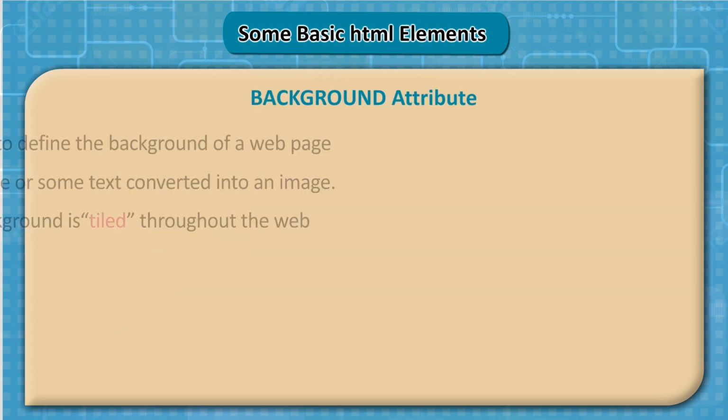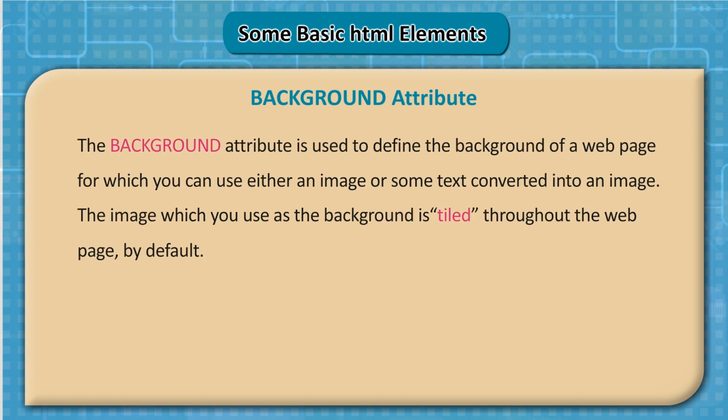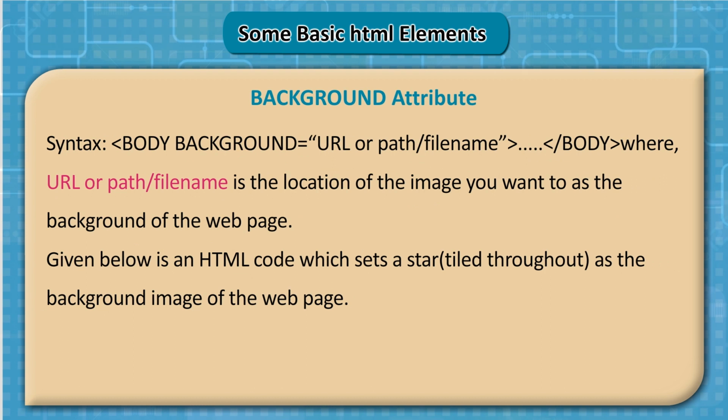Background attribute. The background attribute is used to define the background of a web page for which you can use either an image or some text converted into an image. The image, which you use as the background, is styled throughout the web page, by default. Syntax: <body background="URL or path/file name"></body> where URL or path/file name is the location of the image you want to use as the background of the web page.